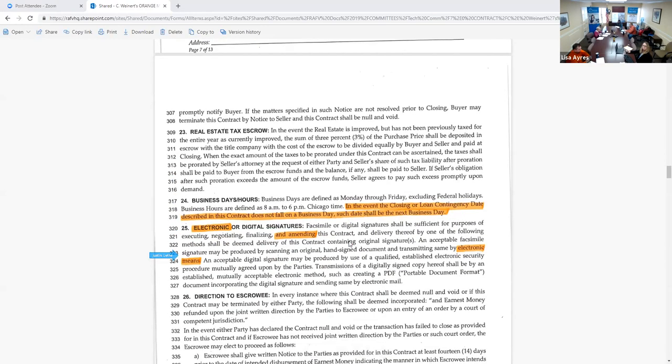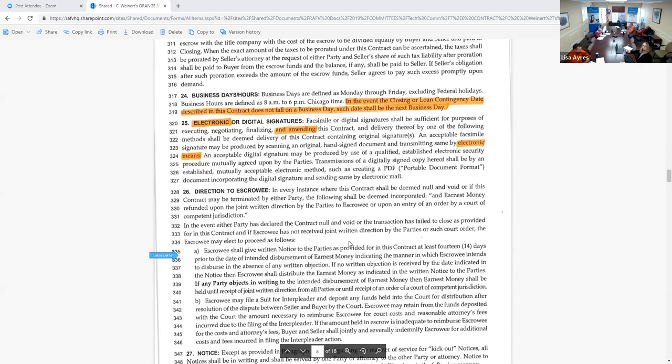Moving to page 8. I'm going to talk about business days and business hours. So on line 318, in the event the closing or loan contingency date described in this contract does not fall on a business day. Why would that be? Well, when we looked at the calendar, we didn't look carefully, or we didn't look at the calendar at all, and we chose a Saturday or Sunday. Oops. All right. Well, if that happens, the date shall be the next business day.